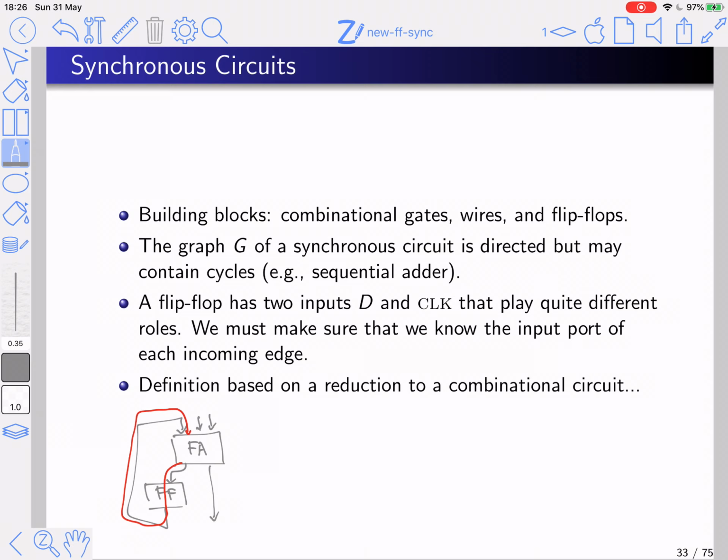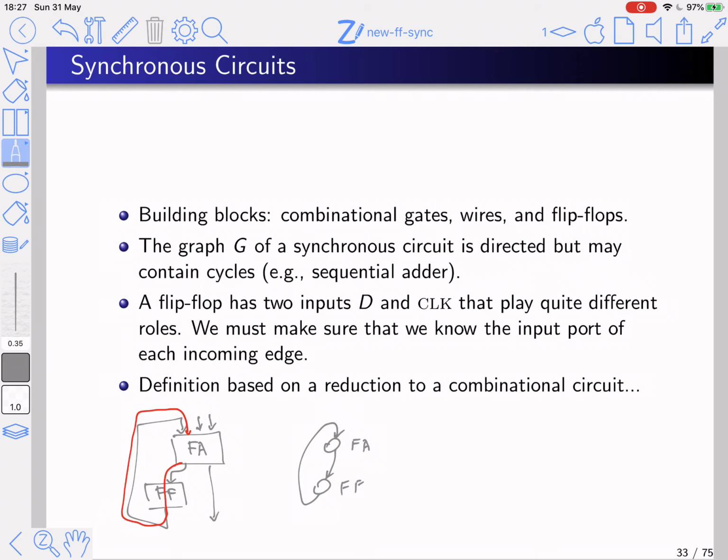So the directed graph, which would correspond to this circuit, would look like this. It would have a node that corresponds to the full adder, a node that corresponds to the flip-flop, and we would have a directed edge going from the full adder to the flip-flop, corresponds to the carry-out net, and then we would have a directed edge from the flip-flop back to the full adder, which would correspond to the carry-in bit. And now we have a directed graph with a cycle. How do we get along with this creature?